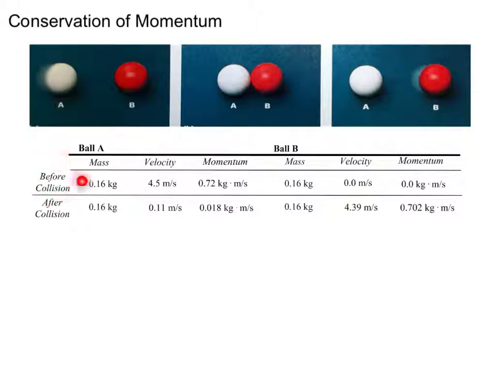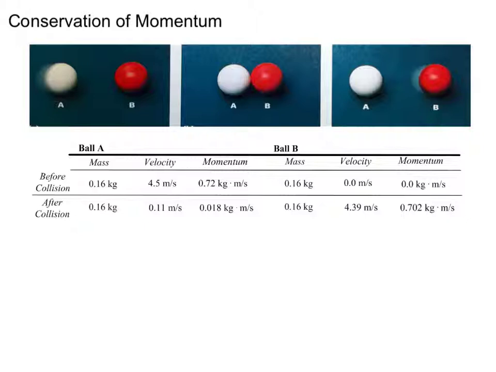So, before the collision, the momentum of ball B is 0 because it's not in motion, it's stationary, while ball A has a momentum of 0.72 kilogram meters per second. During the collision, ball B gains momentum while ball A loses momentum. After the collision, ball A has a momentum of 0.018 kilogram meters per second, while ball B has a momentum of 0.702 kilogram meters per second.